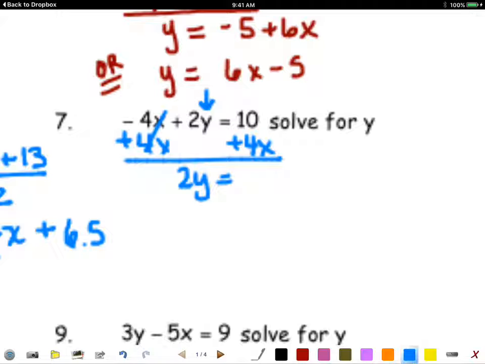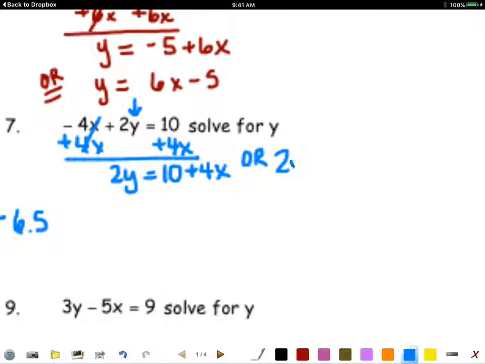And there's 2 ways we can do this. We know because we're getting the hang of this. We can write this as 10 plus 4x, right? Or we could write 2y equals what? 4x plus 10. We can write it either way. Are you guys getting the hang of seeing that it could be either way?